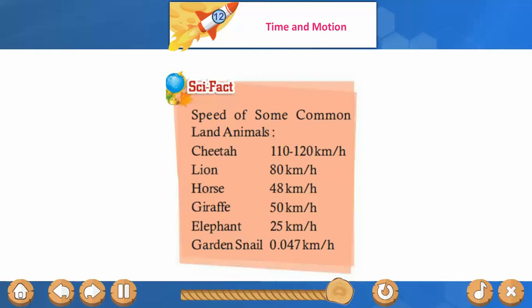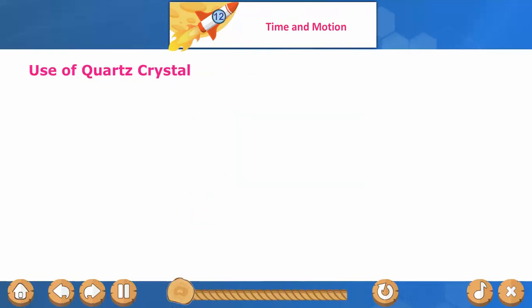Science fact. Speed of some common land animals. Cheetah: 110 km to 120 km per hour. Lion: 80 km per hour. Horse: 48 km per hour. Giraffe: 50 km per hour. Elephant: 25 km per hour. Garden snail: 0.047 km per hour.